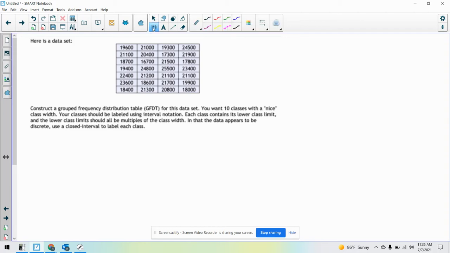All right, we have this problem here. Now, this one's kind of weird because it has all these large numbers. You won't see one like this on the problem set or the quiz, but I will show you how to do it. First thing you're going to want to do is find the range. That's always the first step.